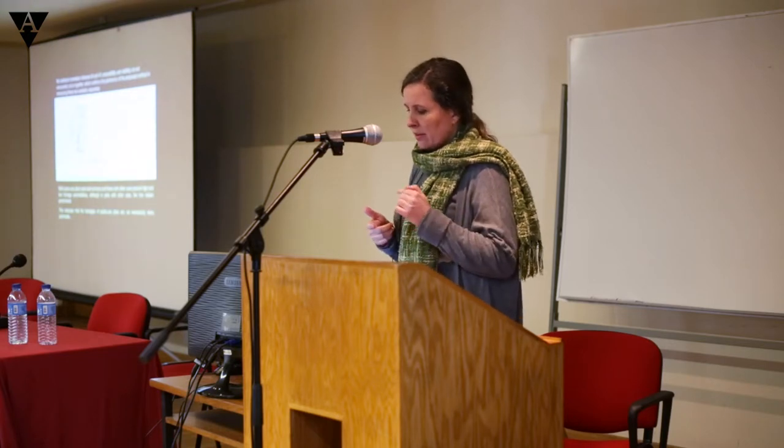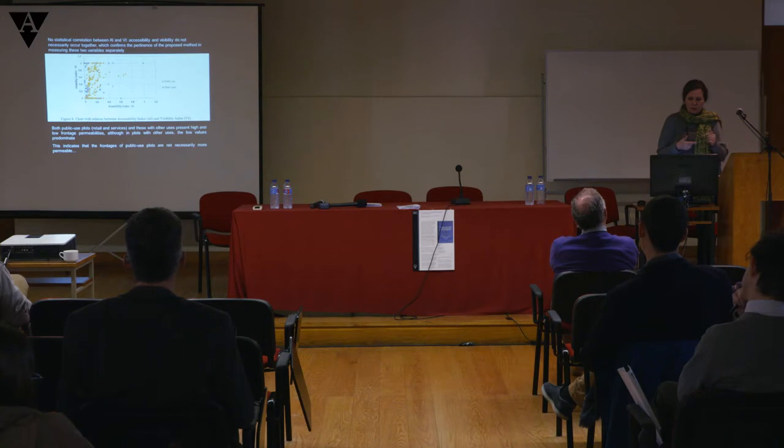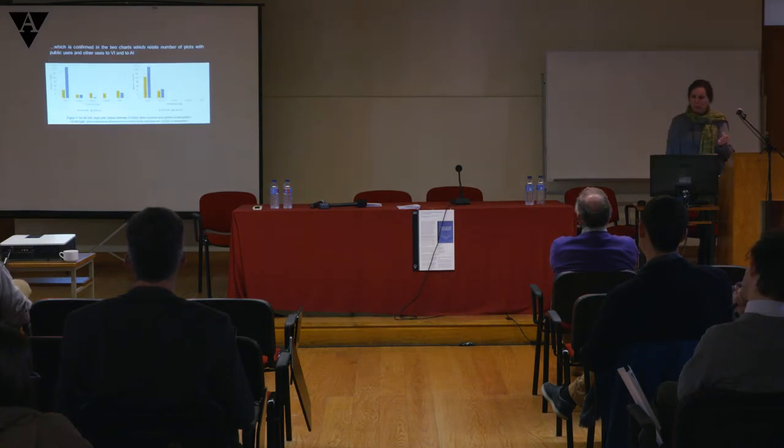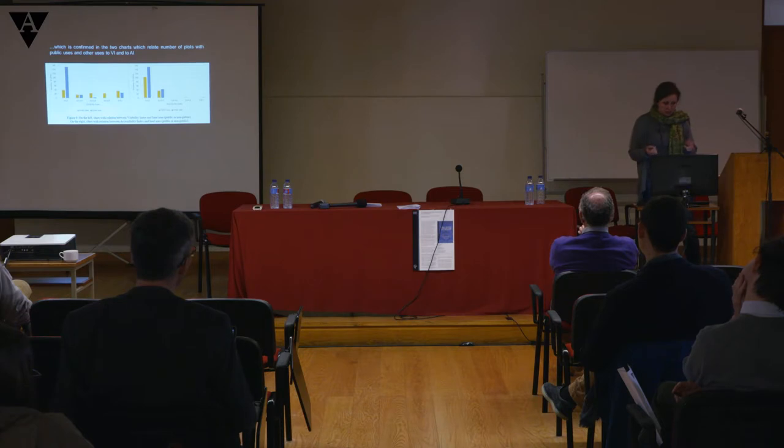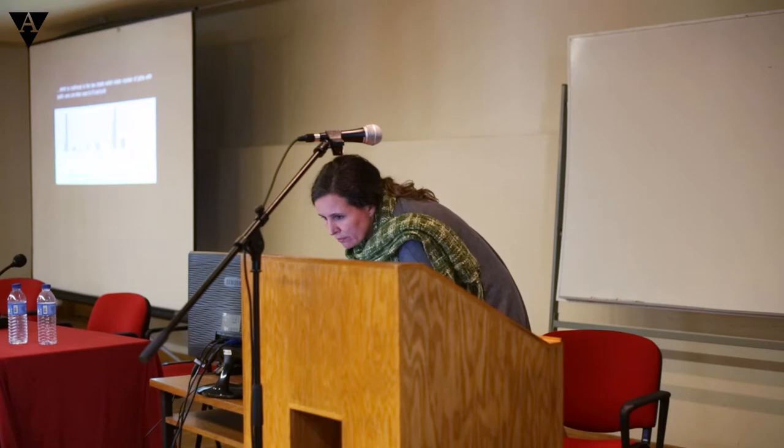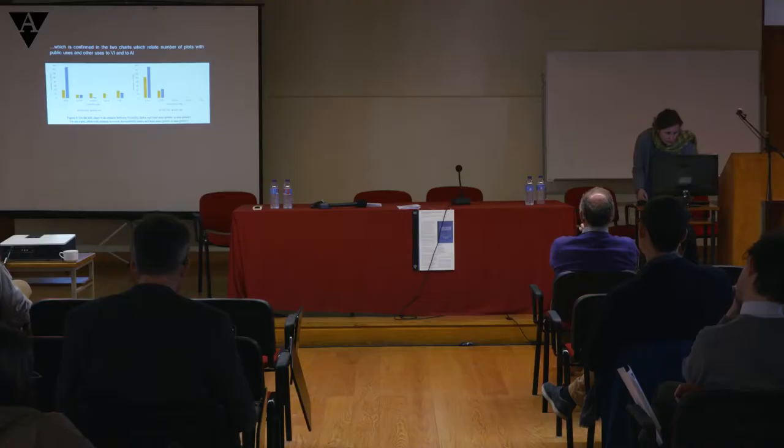This indicates that the frontage of public use plots are not necessarily more permeable, which is confirmed in these two charts, which relate the number of plots with public use and other use to the indexes, the visibility one and the accessibility one. So in yellow you have the public use and blue the other use.